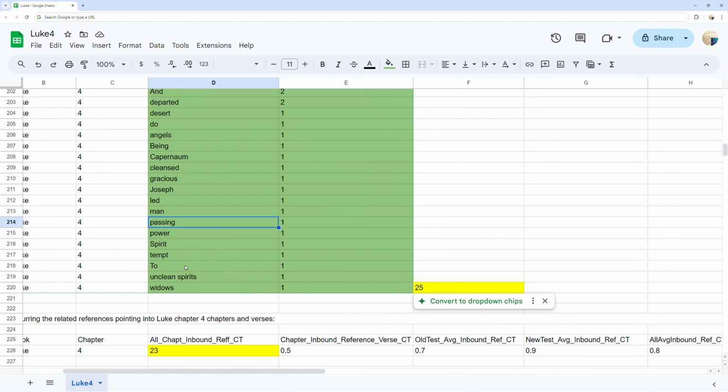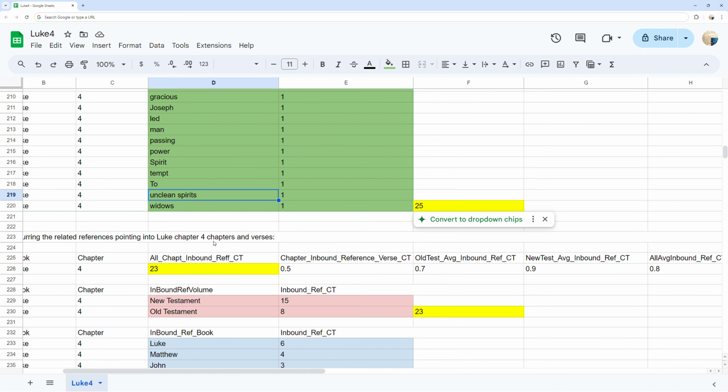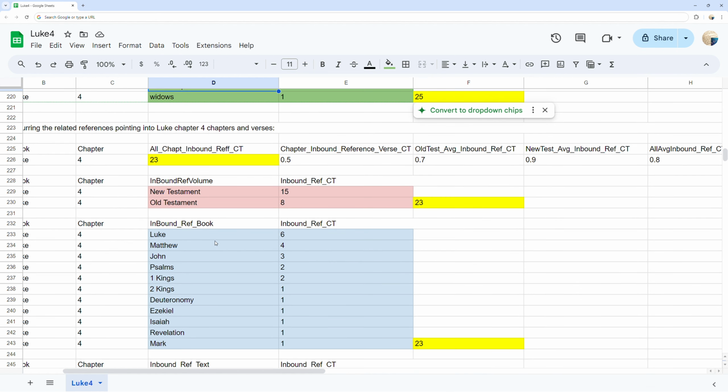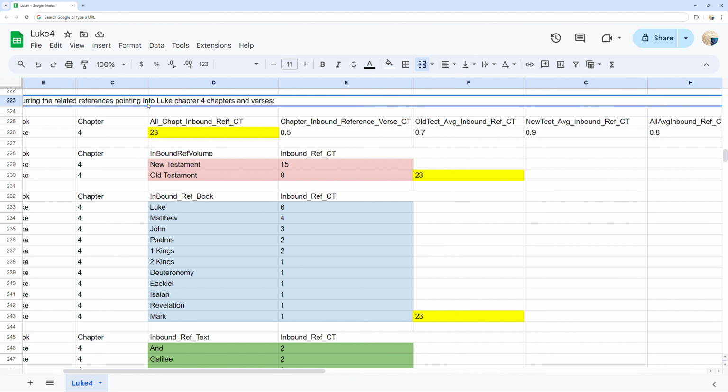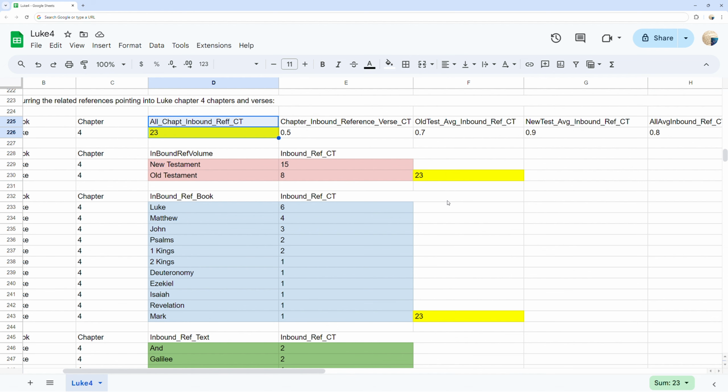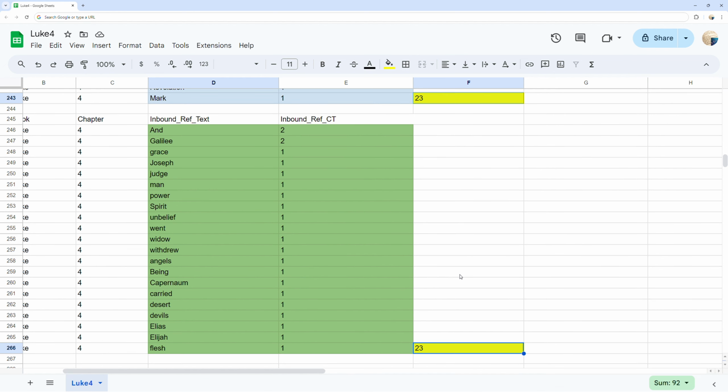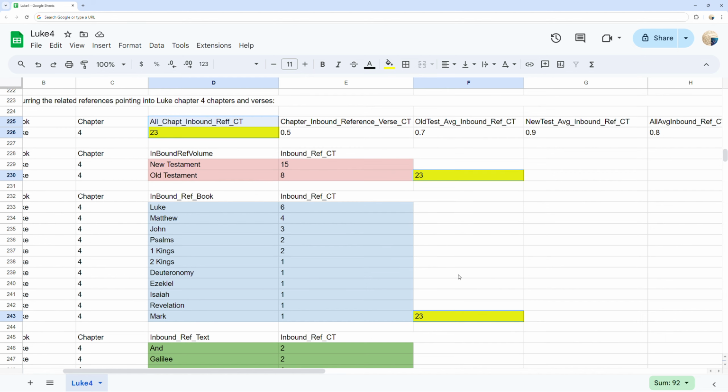Verse counts and the words incurring the related references pointing into Luke chapter 4 verses. You can see in yellow the total inbound related references pointing into Luke chapter 4 at 23 references, as well as the counts per each verse in Luke chapter 4 and the average inbound reference per verse at 0.5 per verse, and the per verse rates for the Old Testament, New Testament, and both to the right for comparison.